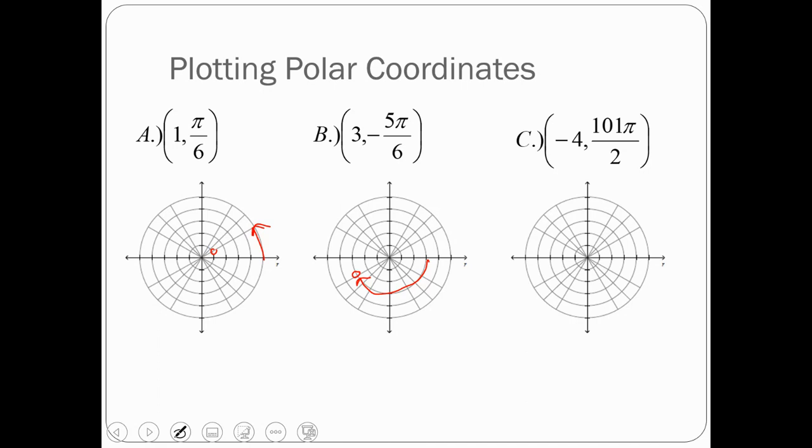And then this crazy one is negative 4, 101 pi over 2. If you think about it, I don't want to spend all of my time on my video going around 101 pi over 2, but for every time I go around, I'd be going 2 pi, 4 pi, 6 pi, 8 pi. So if I went 100 pi over 2, that would be 50 pi, which would mean I'd end up going around and around and around. Then I'd still have 1 pi over 2 left to go. So that would be up here. The negative means instead of going up positive, you're going to go back 1, 2, 3, 4, and your point would be down here.